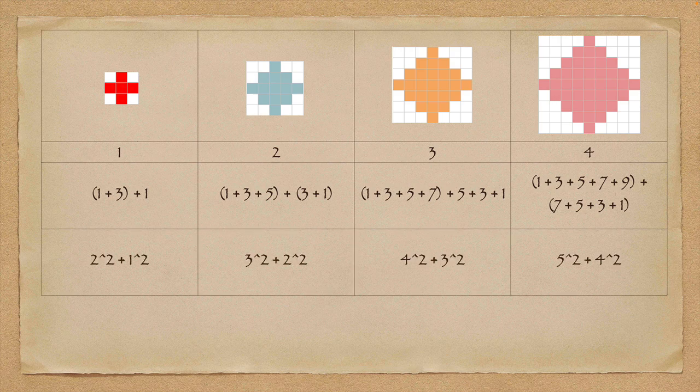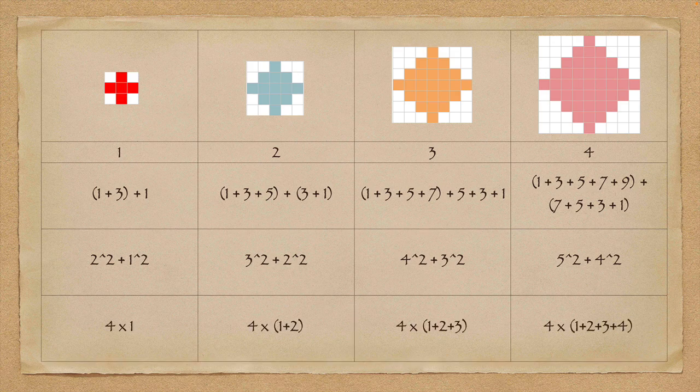We'll come back to this. This apparently breaks down into 2 square plus 1 square, 3 square plus 2 square. And as you can see, the sum of consecutive odd numbers is always a perfect square. That's the first step towards recognizing the pattern.